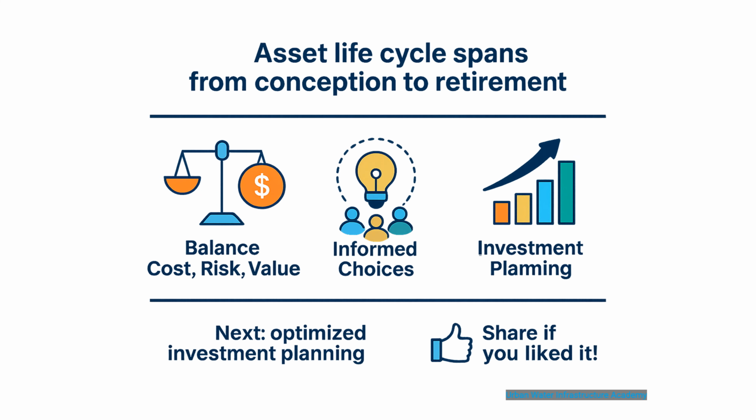In summary, the asset life cycle spans every stage from conception to retirement. Optimizing it means balancing cost, risk, and value with a long-term perspective. Thanks to tools like LCC, MCDA, and NPV, we can make informed choices that serve both the business and its communities. Decisions made early have the biggest impact.